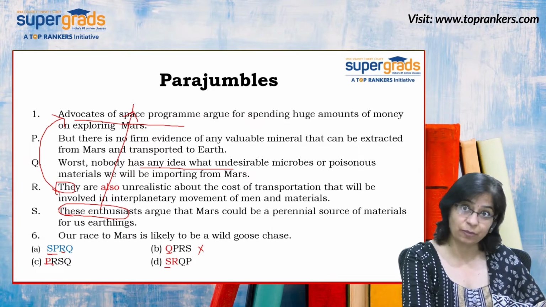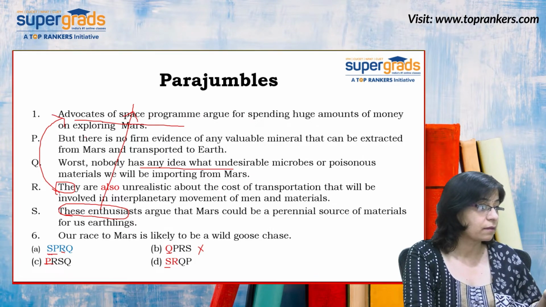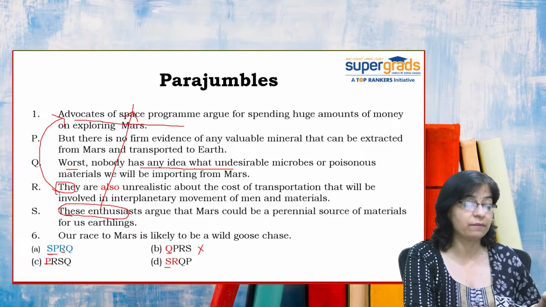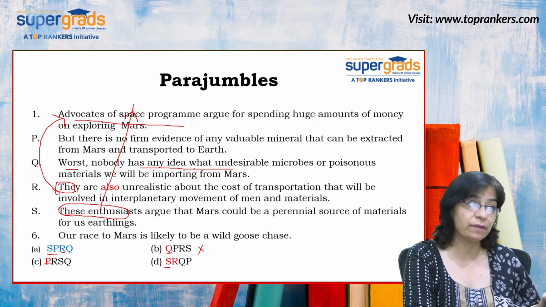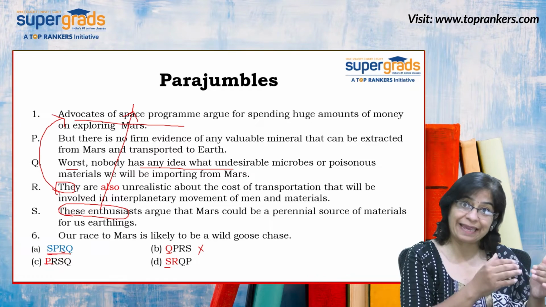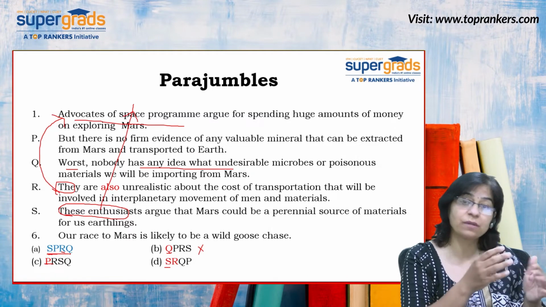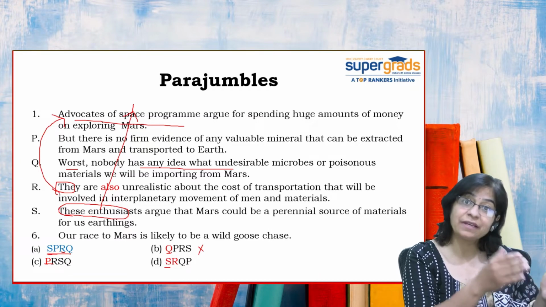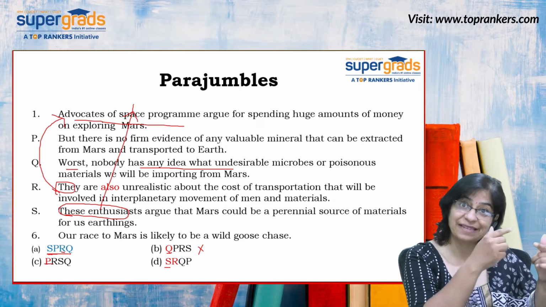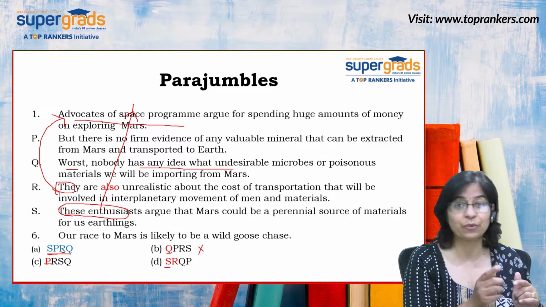Let's look at the last option as well. But worst, nobody has any idea what undesirable microbes or poisonous materials we will be importing from Mars. So it looks like if I take option A, all the sentences are in sync. And did you realize how I chose my answer based on the options that were given instead of trying to unjumble the sentences? So that's one very useful strategy that will help you get your answer.